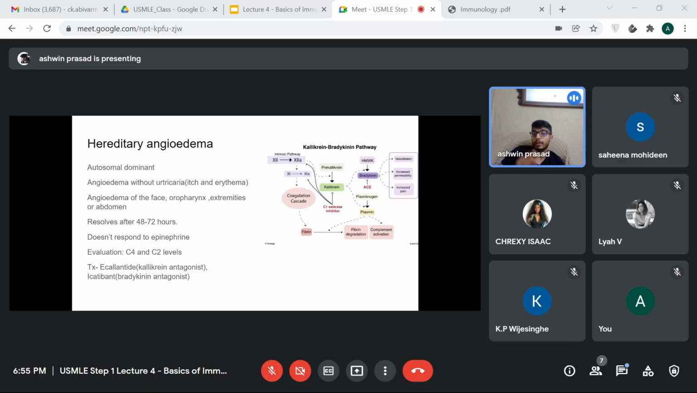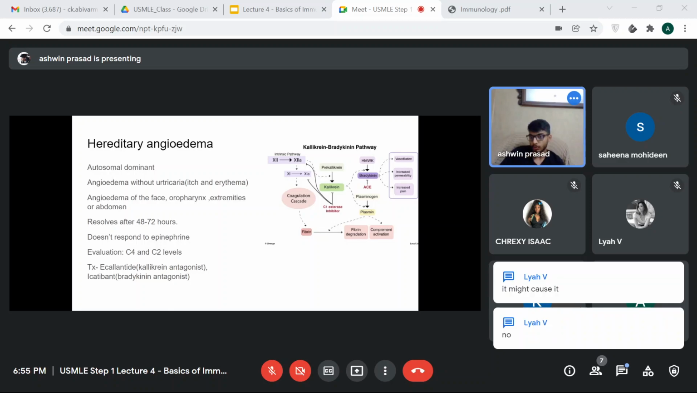hereditary angioedema. So stroke, I'm not. So if you're asking if stroke can be a complication of giving ACE inhibitors, then no. Oh, okay, okay. Yeah, all right.